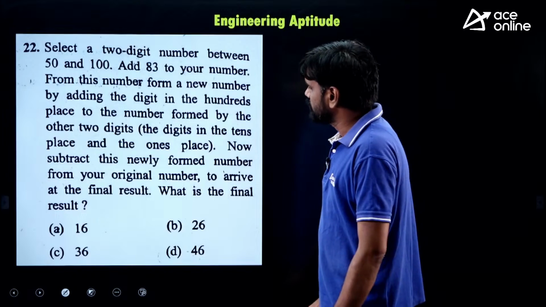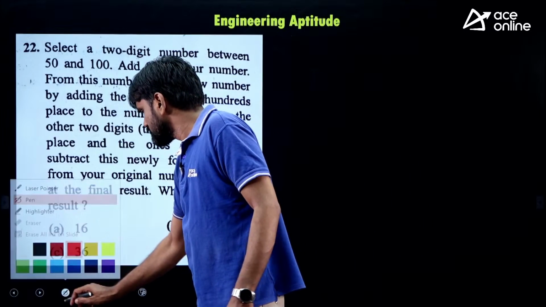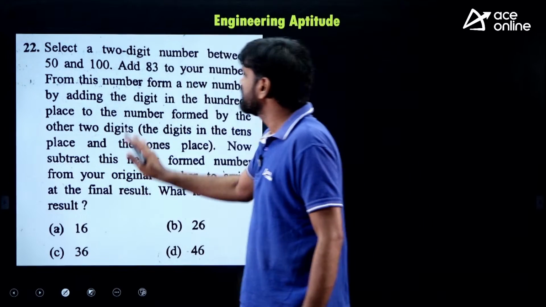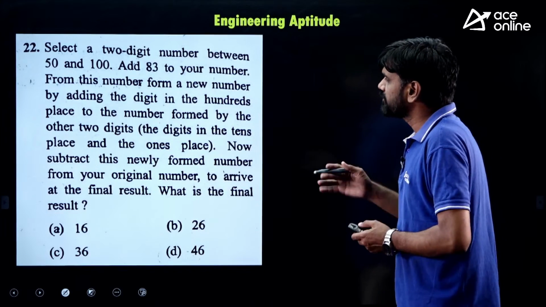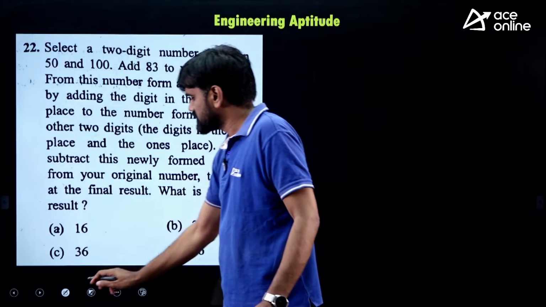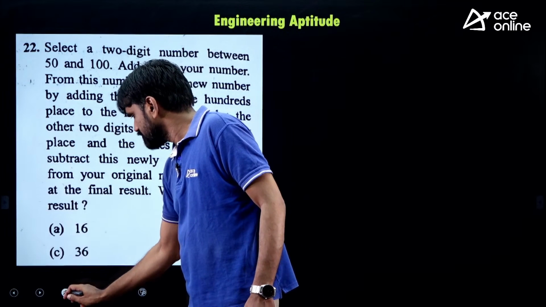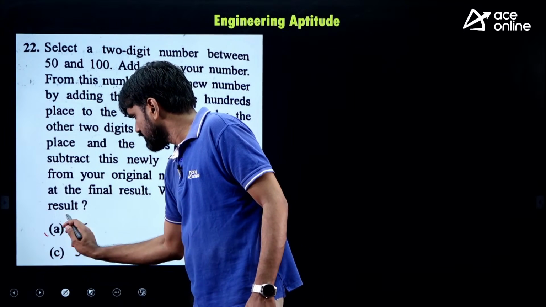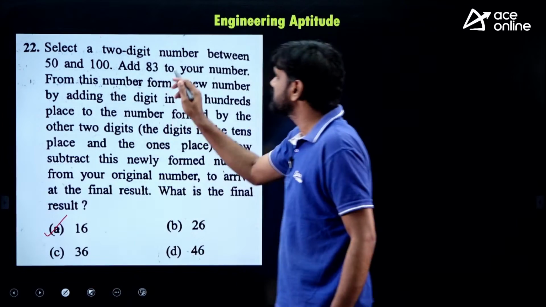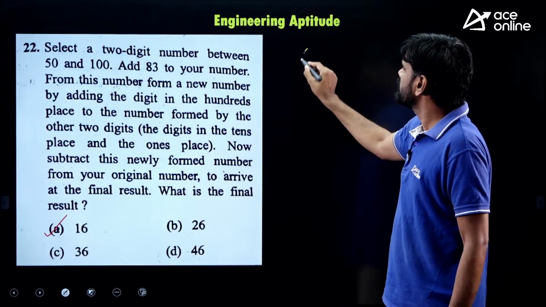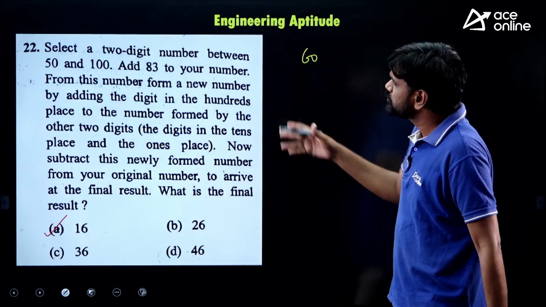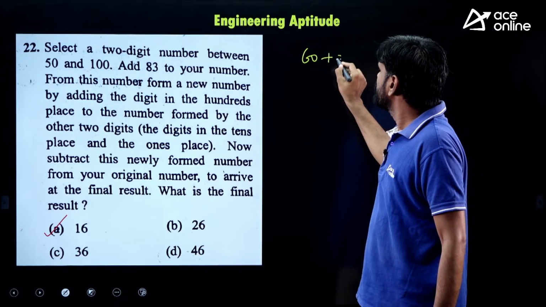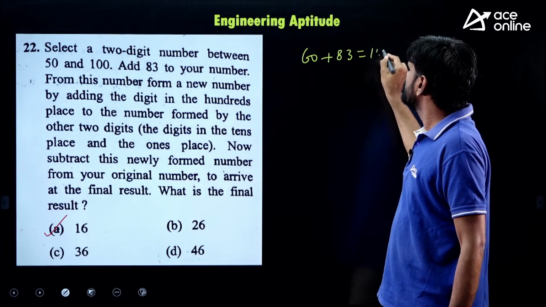Next, coming to 22. This is also a very simple problem. You just take any number. You just go for assuming any number and you just do the process that is being given. So on simplification, you are going to get the result as 16. So this is also a very simple one. The only thing that you have to do is you assume any number of your choice from 50 to 100. So 50 to 100 you assume any number like 60 or 61 or whatever it may be. After assuming that, you are adding 83 to that one.